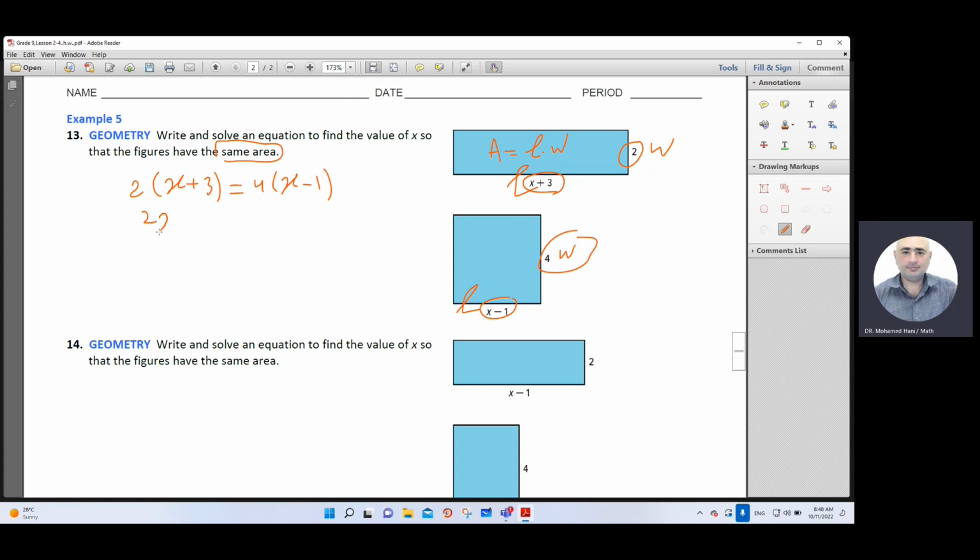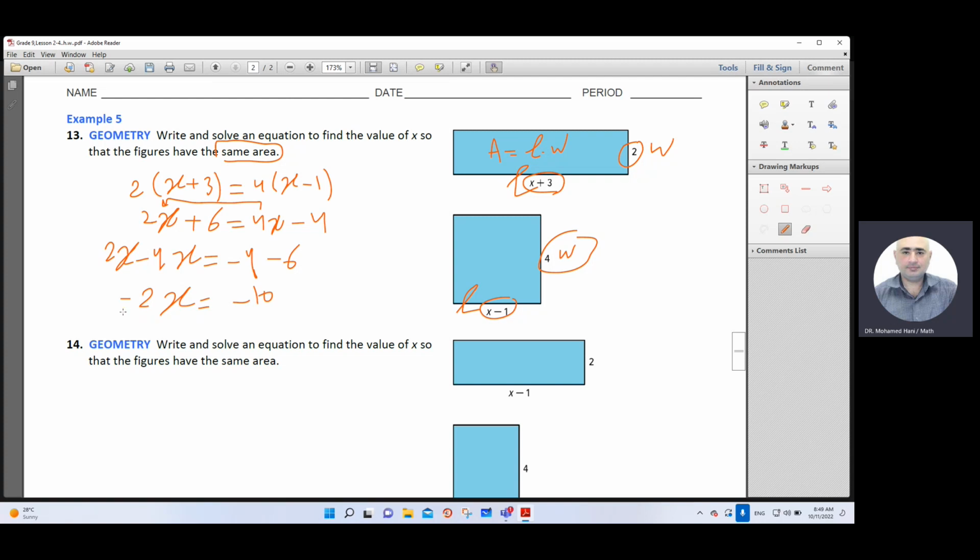Now, you can use distribute. 2 times x will be 2x, and 2 times 3 will be 6. Then 4 times x will be 4x, and 4 times minus 1 will be negative 4. Then what do I do here, Muhammad Sharif? You take 4x to the 2x, so it will be 2x minus 4x, great. Then take 6 to the second side, it will be negative 6. Then tell me, Muhammad Sharif, 2 minus 4 will be negative 2, because different signs. And negative 4, negative 6, negative 10.